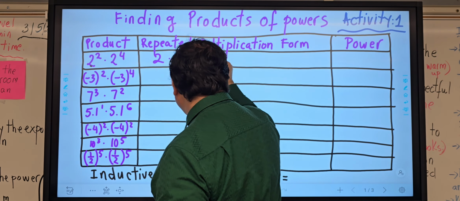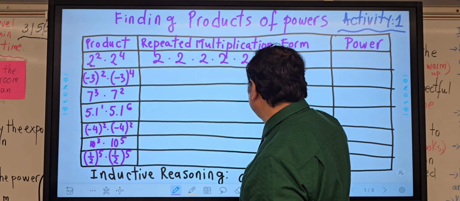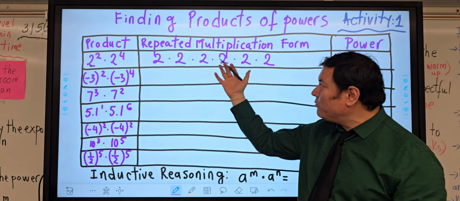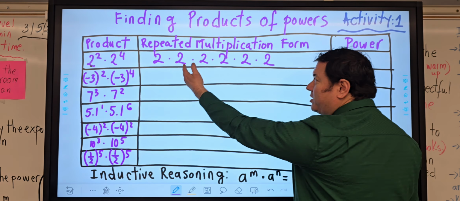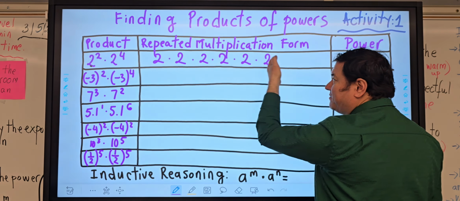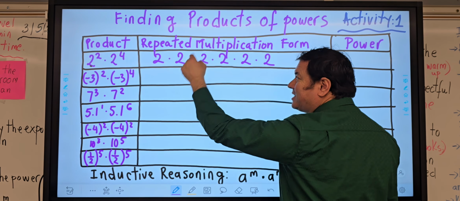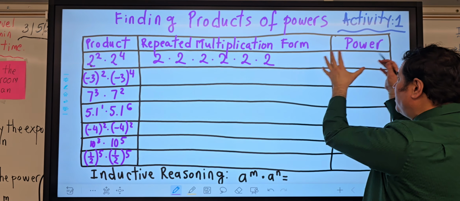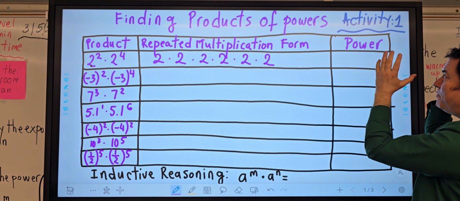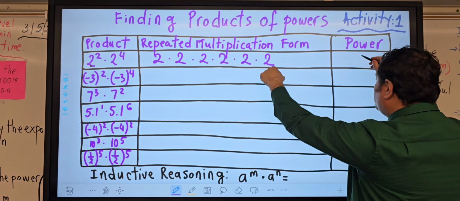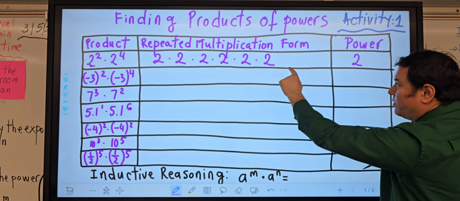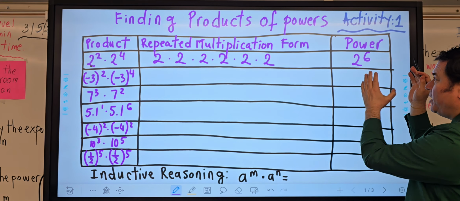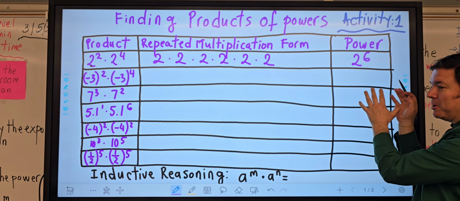So another 2 times 2 times 2 times 2. And now if we take a look at all our 2's, how many 2's do we have? 1, 2, 3, 4, 5, 6. So now we have 6 products of 2's, right? So our final answer as a power: the base is 2, and then we raise it to the 6th power. So the answer would be 2 to the 6th power.